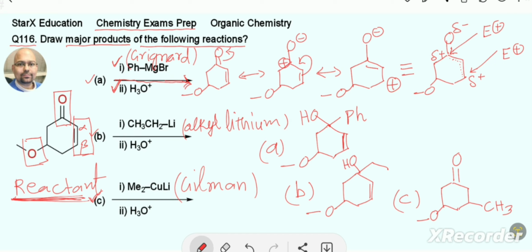So in these three reactions, the first reaction is the reaction of a Grignard reagent with the carbonyl group. The second reaction is the reaction of an alkyl lithium compound with the carbonyl group. And the third reaction is the reaction of a Gilman reagent with the carbonyl group, which is in conjugation. The products in the first and second are similar, so direct addition takes place. In the case of Gilman, however, conjugate addition takes place.